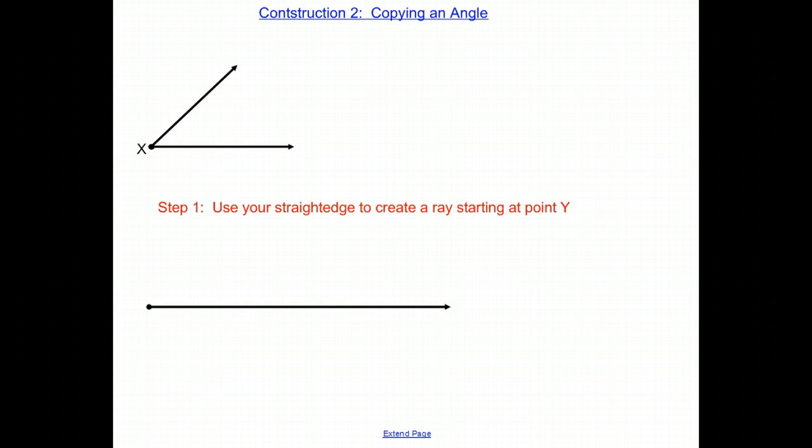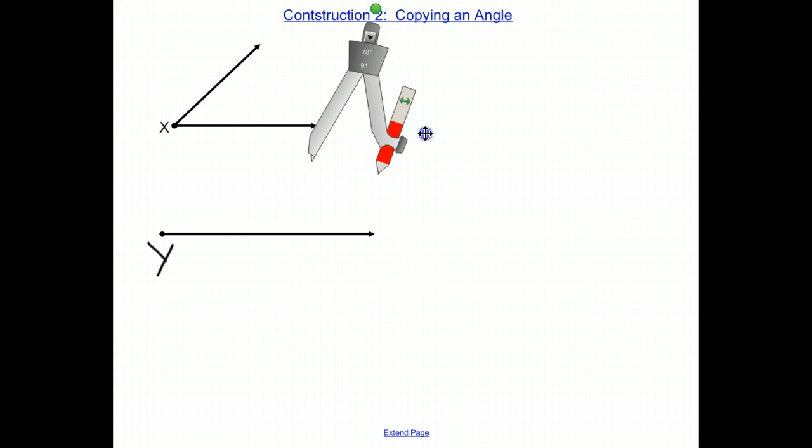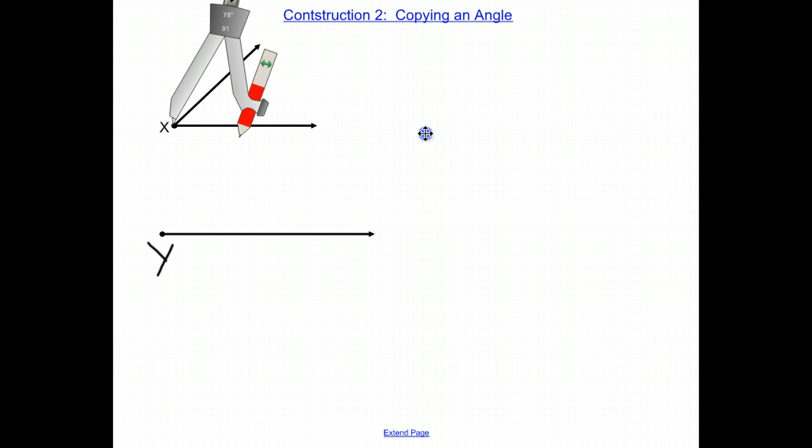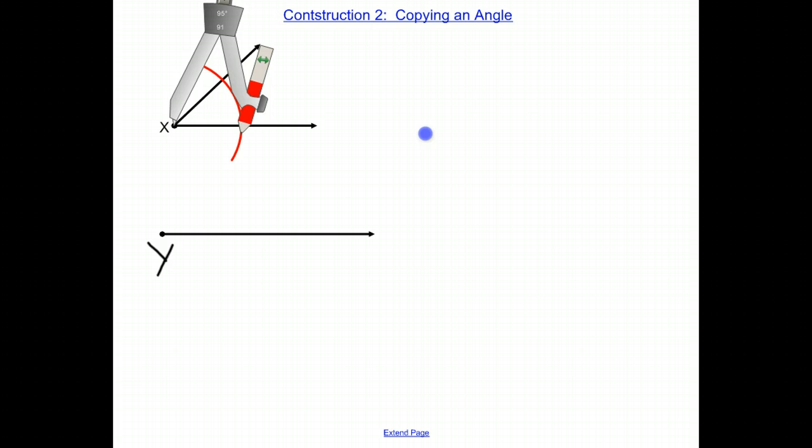Once we have step 1 completed, we can now move forward to step 2, where we can start to use our compass. So to start step 2, we are going to take our compass, and place the center of our compass on vertex X. The center, again, is the sharp, pointy end on our compasses. It is the side without the pencil on it. Once we have our center on the vertex, we're just going to swing an arc that is long enough so that it will intersect with both rays of our angle.